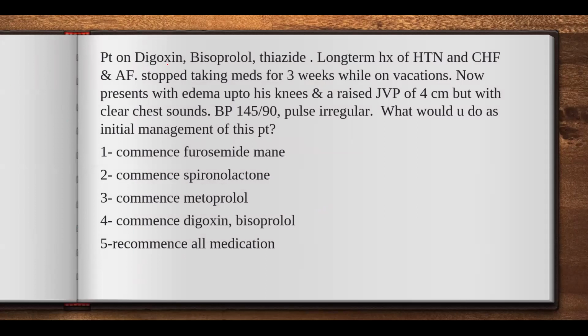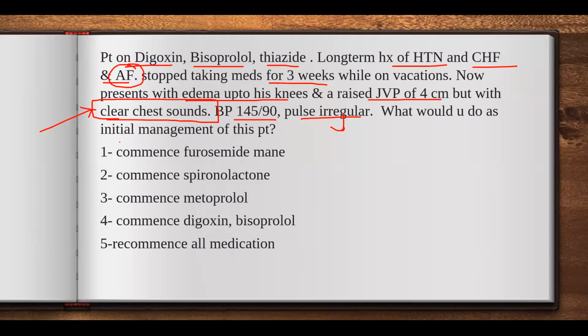Okay, so patient is on digoxin, bisoprolol, and thiazides. Long-term history of hypertension and congestive heart failure with AF, atrial fibrillation. Stopped taking medication for 3 weeks while on vacation. Now presents with edema up to his knees and a raised JVP of 4 centimeters, but with clear chest sound. This is a very important clue that many candidates will not notice. Blood pressure is not that bad. Pulse is irregular. That explains this patient having AF, right? What would you do as an initial management of this patient?